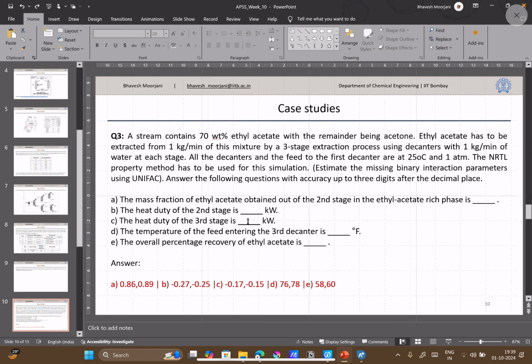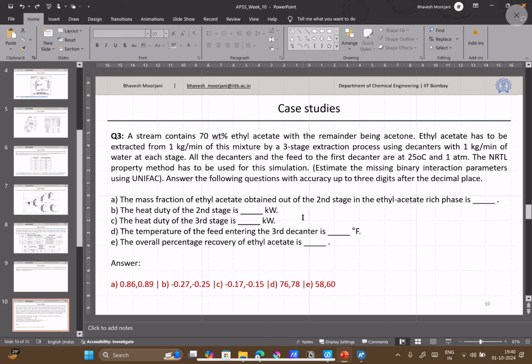So the third question, I think last time you had asked, Nikhil. This is the same example. We have a mixture of ethyl acetate and acetone with 78% ethyl acetate. Ethyl acetate has to be extracted from 1 kg per minute of this mixture. So feed flow rate is given as 1 kg per minute, in a 3-stage extraction process using decanters with 1 kg per minute of water at each stage.